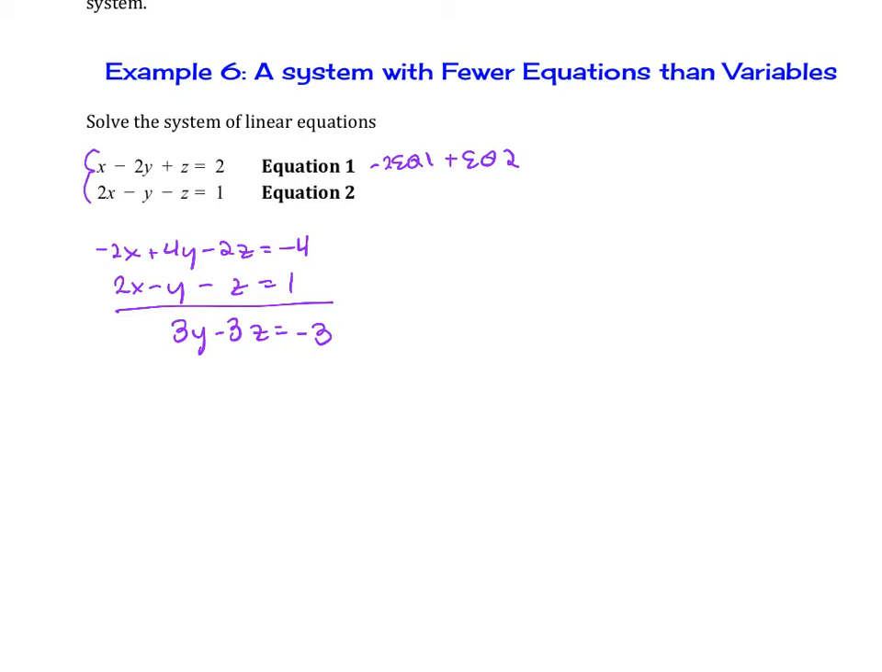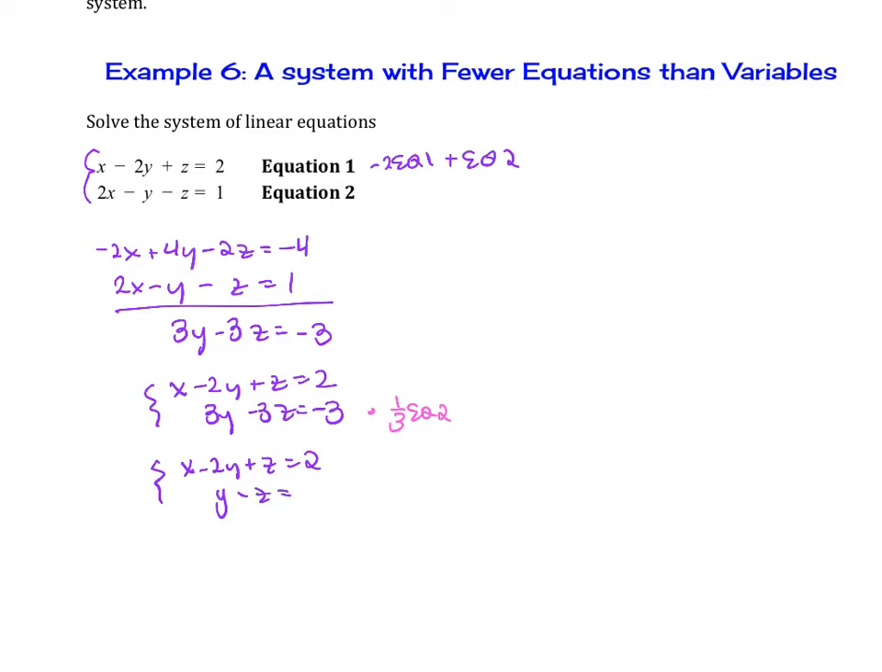So let's write our new system here. We have x minus 2y plus z equals 2. Then we get 3y minus 3z equals -3. Now I want to simplify the second equation a little bit. So I'm going to multiply the second equation by a third in order to make it a leading coefficient of 1. So x minus 2y plus z equals 2, and y minus z equals -1.